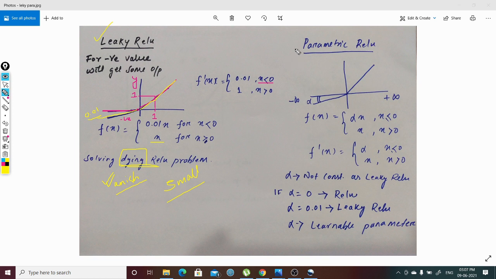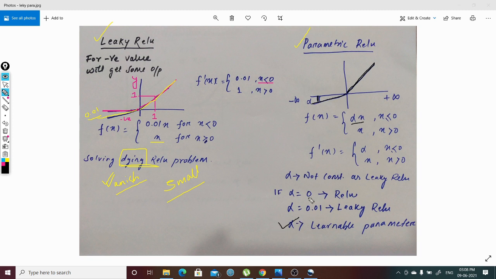So let's see parametric ReLU. For all positive values we get the straight line, the same positive number. But for negative input, we get a somewhat positive number, scaled by a parameter value. This parameter is a trainable parameter, and trainable means it is learnable.